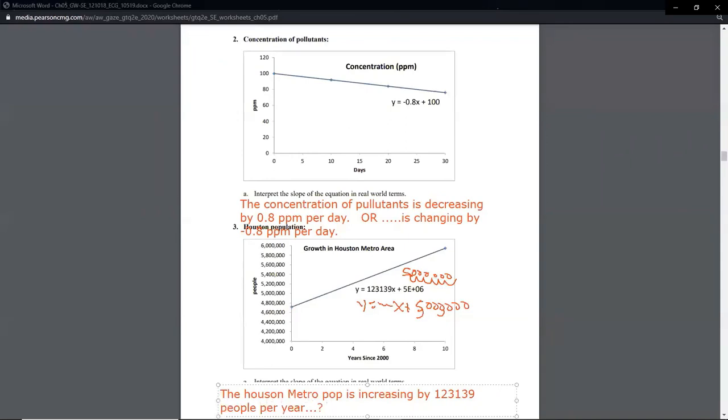Now, I've already pointed out that the fact that it says years since 2000, this is what ties together that whole idea that mathematical models fall apart eventually. This is how we prevent them falling apart for a while, at least, relative to where we are. If this just said that the Houston metro population is increasing by 120,000 people without the per year, that would not make sense when you look at the grand scheme of things. Because if you go back to, say, the year 3000 BC, Houston didn't even exist.